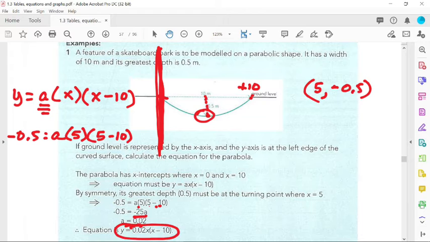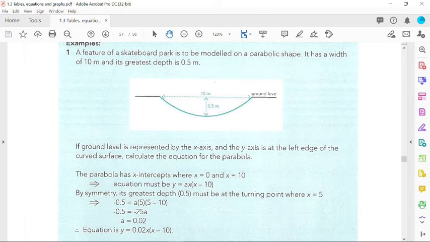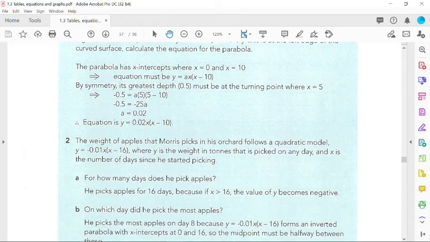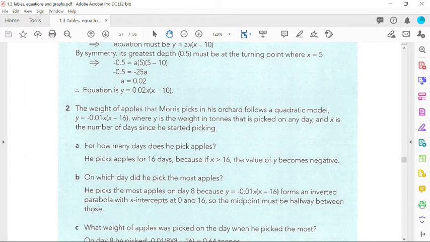Now the next one is a little weird because it doesn't have a drawing. It doesn't look like a parabola, but we know that it's the equation of a quadratic because you have an x in front of another x, so if you multiplied it out, you would end up with an x squared.